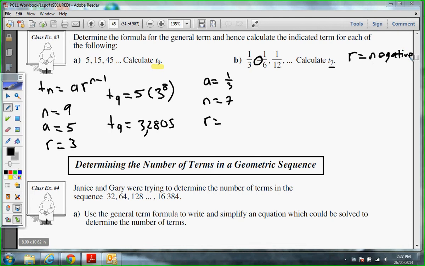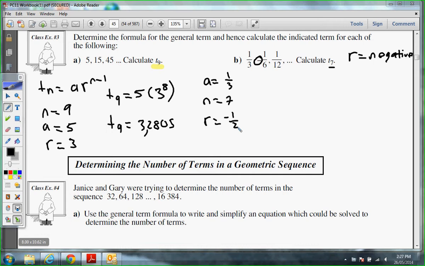So 1/6 divided by 1/3, that's going to be 1/2. So it's going to be negative 1/2. You can see that because if I multiply 1/3 by negative 1/2, it gives me 1/6. If I multiply negative 1/6 by negative 1/2, it gives me 1/12.